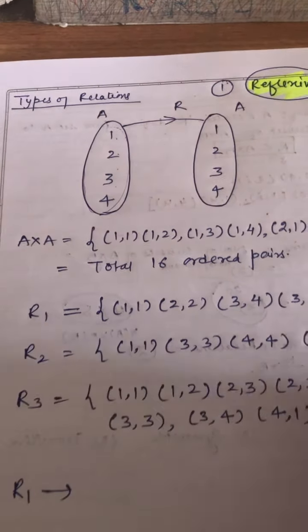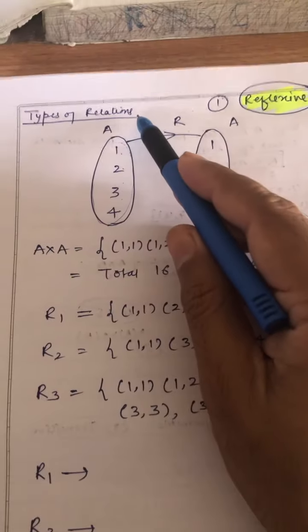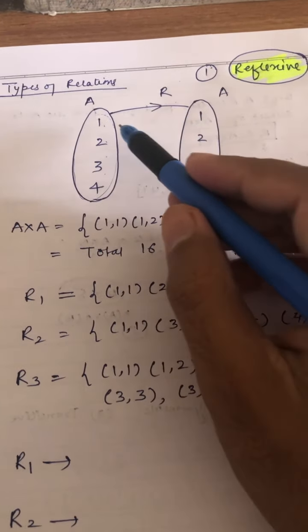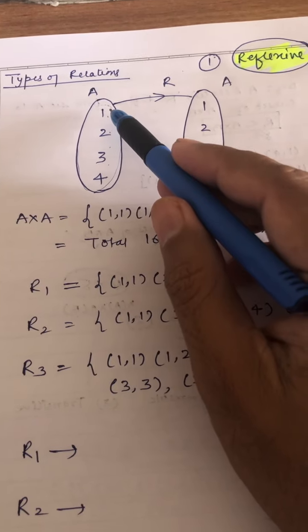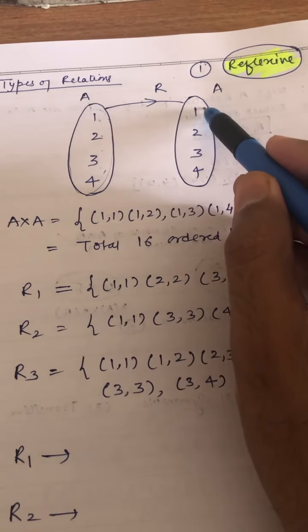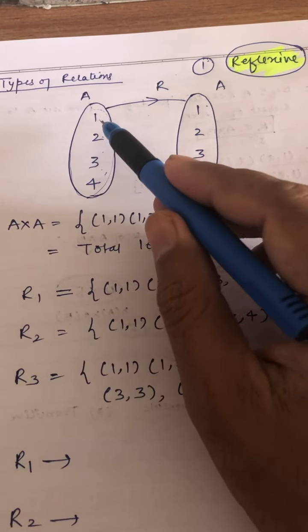Now, today we'll study types of relation. Yesterday we discussed what a relation is. A relation from set A to B is a subset of A cross B. I have taken an example. Suppose set A is {1, 2, 3, 4}, and a relation is defined from A to A. That means the relation will be a subset of A cross A.